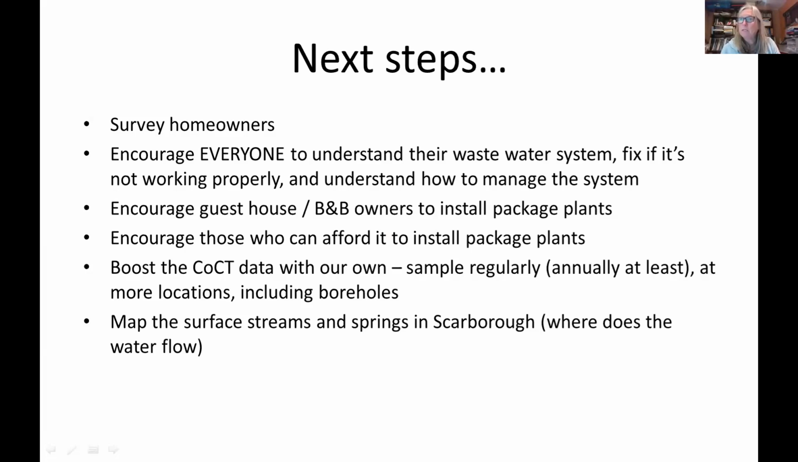We do need to boost the City of Cape Town data with our own data and sample regularly, at least annually, in Scarborough, and also at more locations, and then include the boreholes that we've sampled before. And it would be interesting to see what's coming into Scarborough versus what's coming in higher up in the catchment. So we'd like to have a few more locations and spread out the data collection a bit.